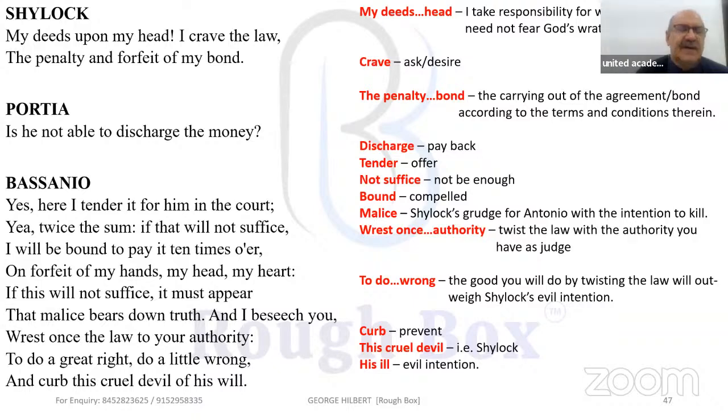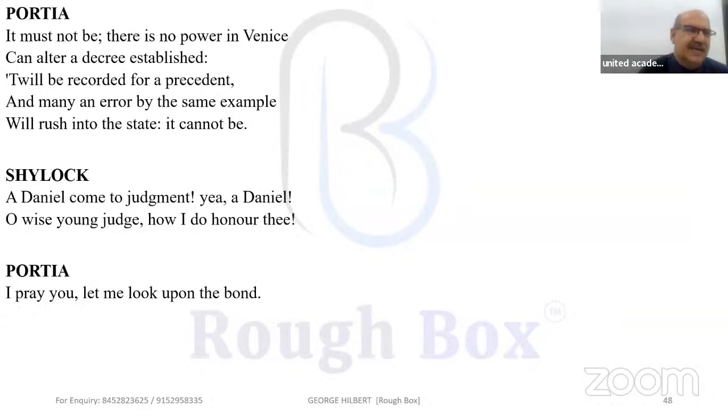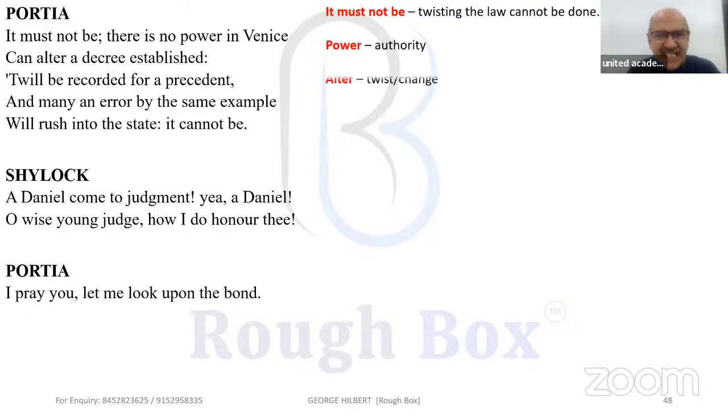So you can see how desperate Bassanio is. He knows the case is going against Antonio. He's even ready to have the law twisted. But a law that is established cannot be turned and twisted. And Portia rightly says that. She says it must not be. That cannot be. We cannot twist the law for your sake. There is no power in the whole of Venice that can alter, that can change a decree, a law that has been established.